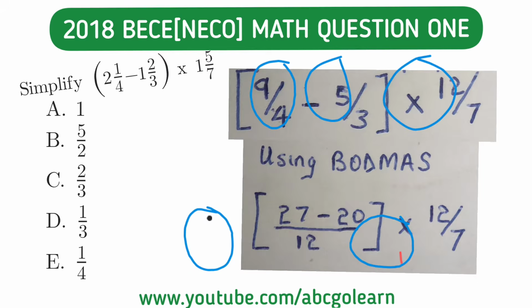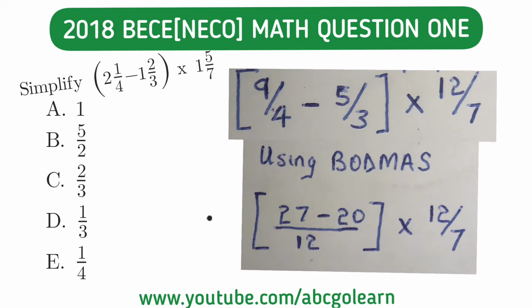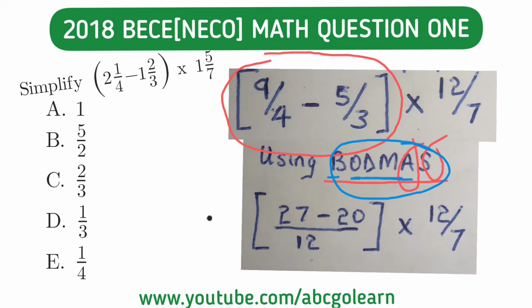The next thing now is to use BODMAS. That's brackets, of, division, multiplication, addition, and subtraction. So if you use BODMAS, you know that we are going to solve these very brackets first before we solve any other thing. So that's what I did here. I solved these very brackets. I looked for the LCM of 9/4 minus 5/3.